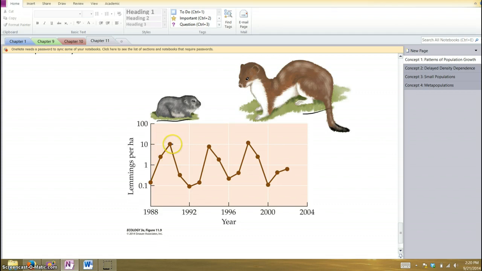But then that means there's going to be plenty of food for the weasels, and their population will then grow, which will increase the predation pressure on the lemmings, and their population will decline. And it just kind of keeps going through this cycle again, hovering around the approximate carrying capacity. In this case at least, influenced significantly by the presence of a predator.